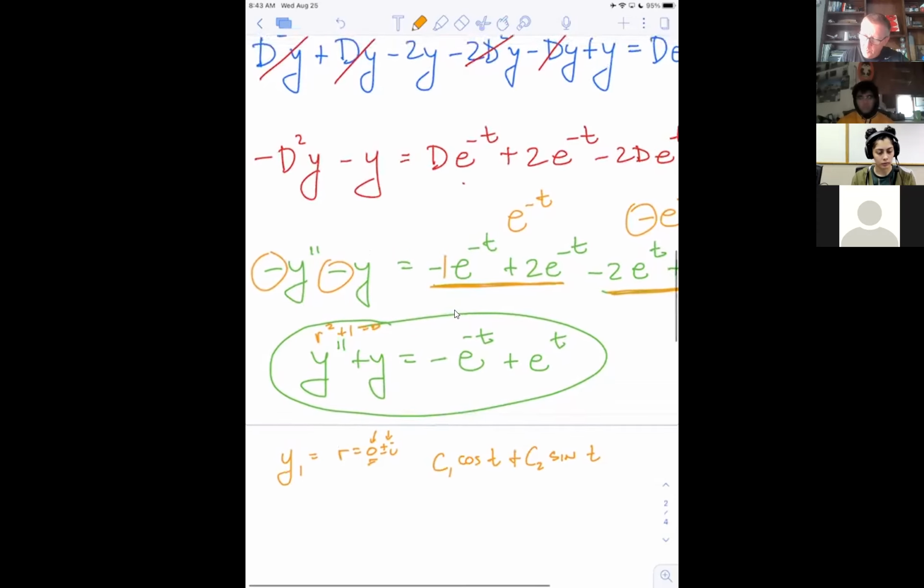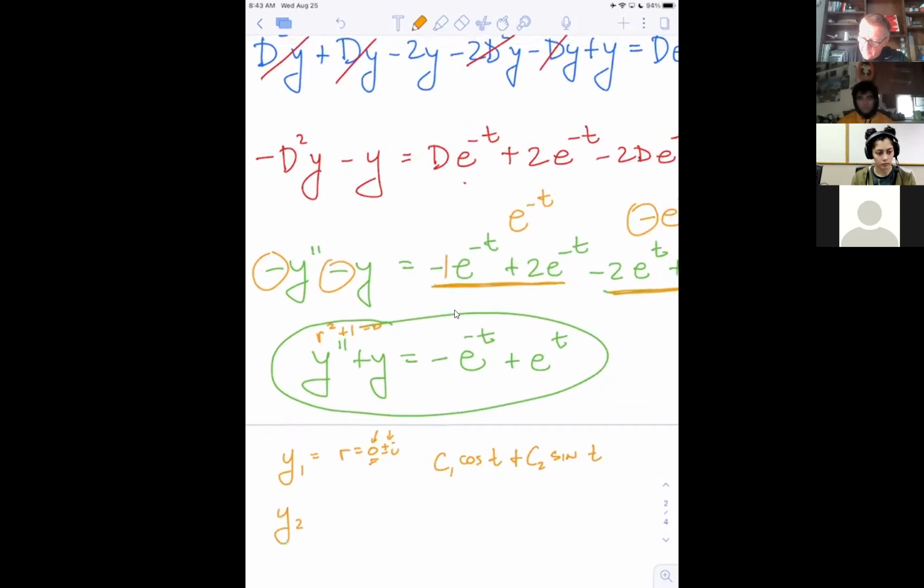Notice there's two more answers, because there's 2 guesses to this. So I'm going to have my a e to the -t guess, right? And then I'm going to take its second derivative, plug it in, solve for a, and so forth. And that's going to come out with a particular answer, and that turns out to be -1/2. So I plug it back in, and you end up with y2 equals -1/2 e to the -t.